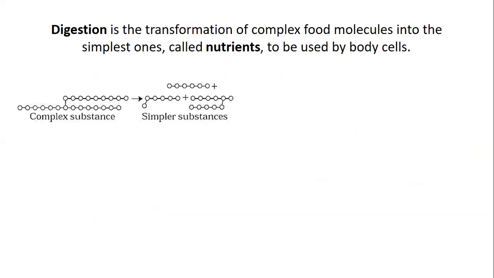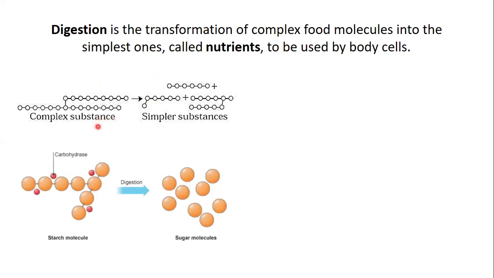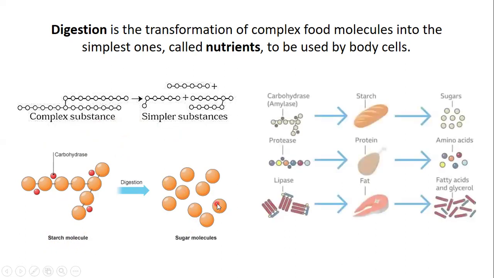So digestion is turning complex food molecules into nutrients that can be used by the body cells. Look how complex the substance is in here. Through digestion, it is cut into simpler substances that can be used by the body cells. Okay? An example of a complex food molecule is the starch molecule found in bread, rice, and pasta. Starch is an example of polysaccharide. It is a complex kind of sugar. After digestion, it becomes small or simple molecules of sugar.